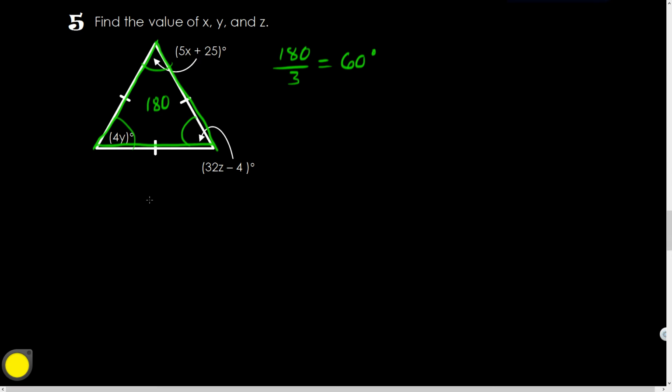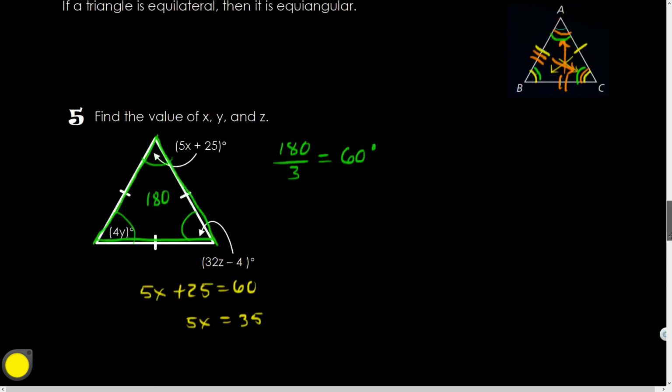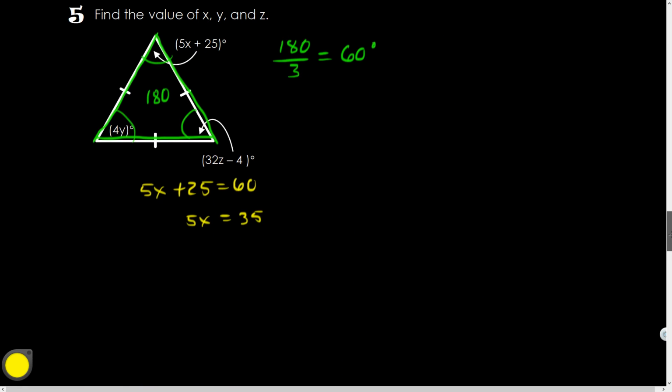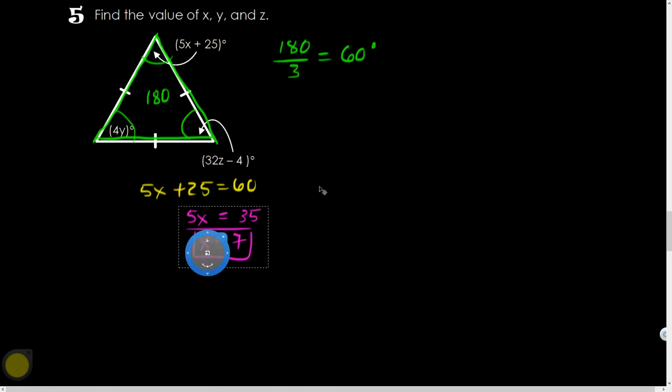All right, so let's solve this. 5x plus 25 equals 60. So 5x equals 35. Hey, I solved that before. Then I could solve for y by saying 4y equals 60. Divide by 4, that's 15, friends.